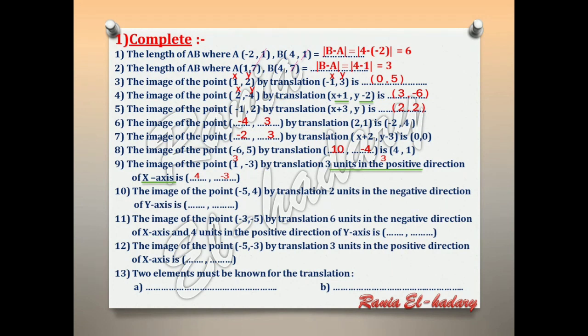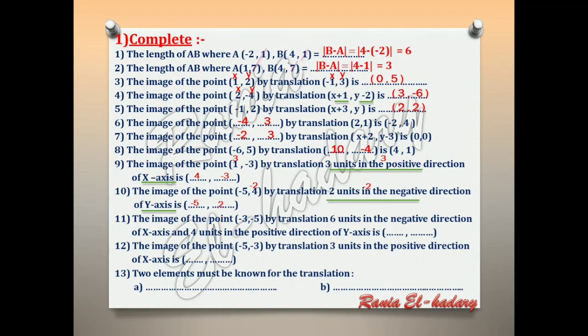Number 10: the image of the point (-5, 4) by translation 2 units in the negative direction of the y-axis. We have the point (-5, 4) and translation 2 units in the negative direction, so we have negative 2. In any direction, y or x-axis? Yes, y. So adding negative 2 to 4: negative 2 and 4 equals 2. Negative 5 in x is still negative 5. So we have negative 5 in the x-axis and 2 in the y-axis.